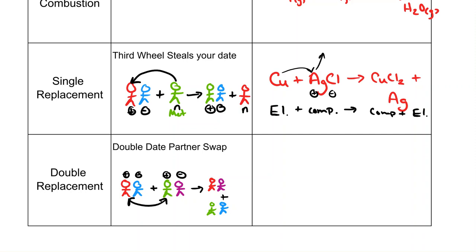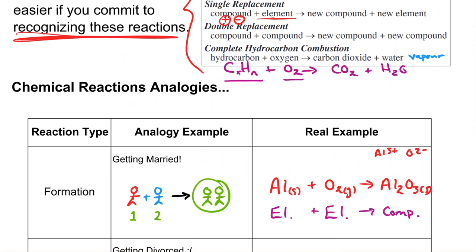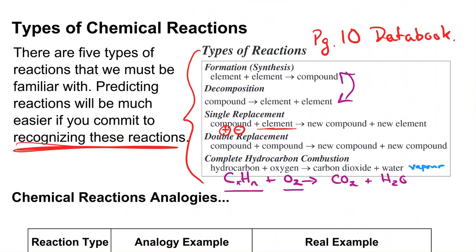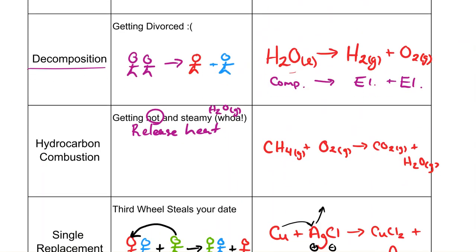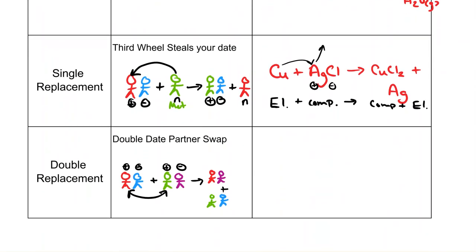So we should be able to see this from a mile away, hopefully, because a double replacement reaction is a compound plus a compound, and it's giving a new compound plus a new compound. So either the positive switch or the negative switch. That's kind of the way you want to think about it.